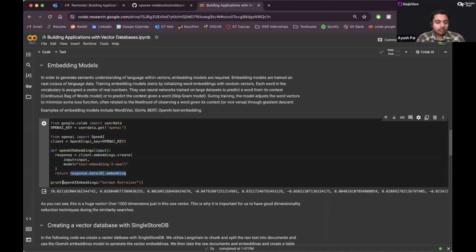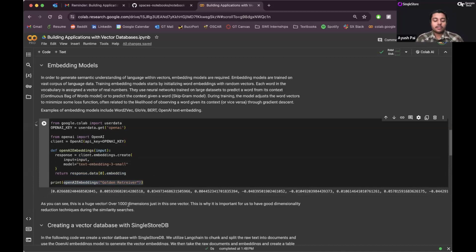Yeah, so from here we have this example, golden retriever. And you can see this is the embedding that we get. This is kind of insanely big, right? Compared to what we had earlier, just 5 dimensions. This is over 1,000 dimensions just for one word, right? Or two words, I guess.